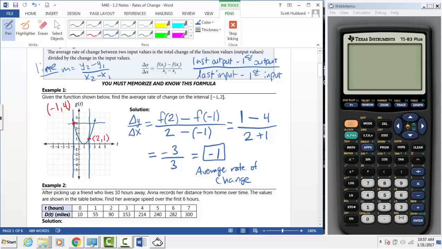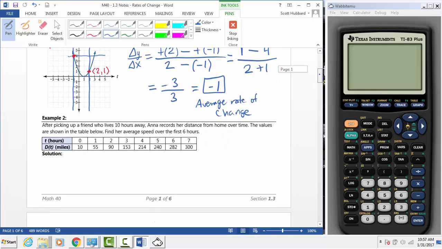So what that tells me is that on average, on this interval, from negative 1 to 2, the graph moved down by 1. Because negative means it moved down. Okay?